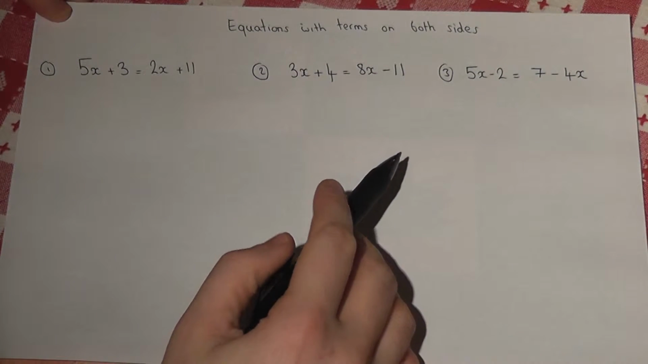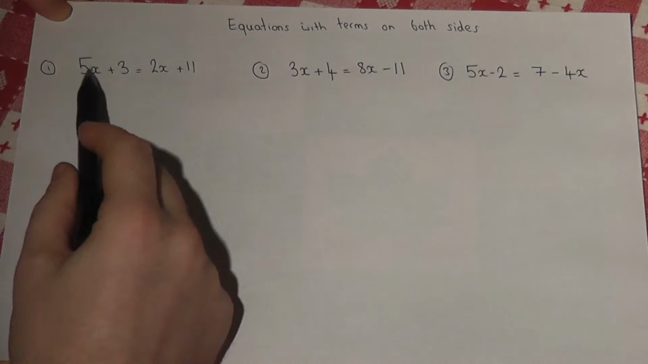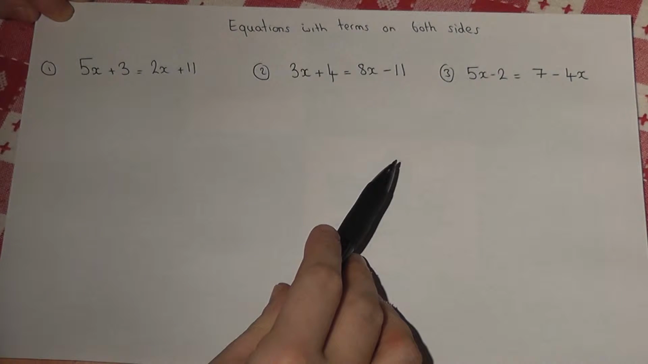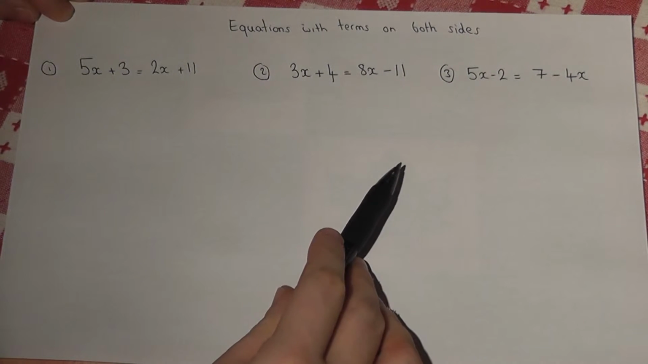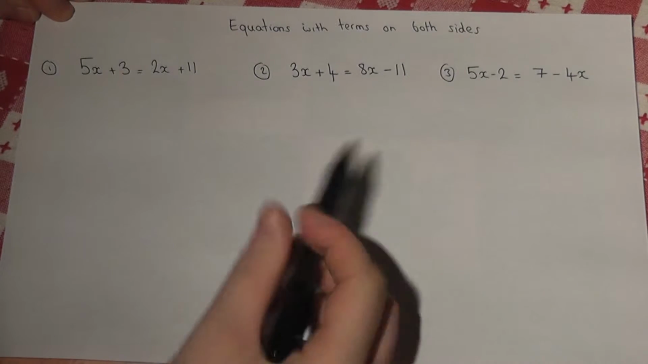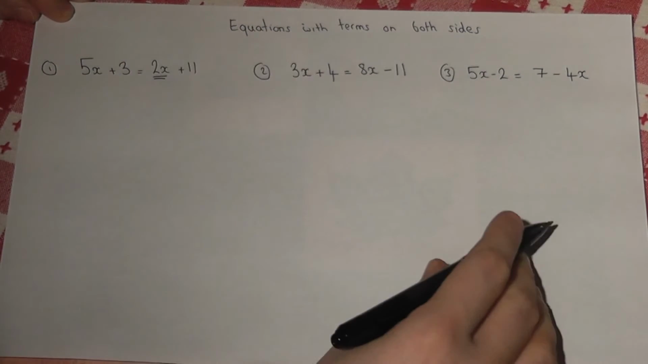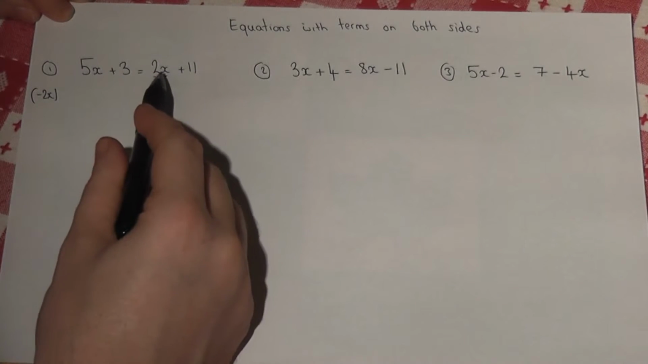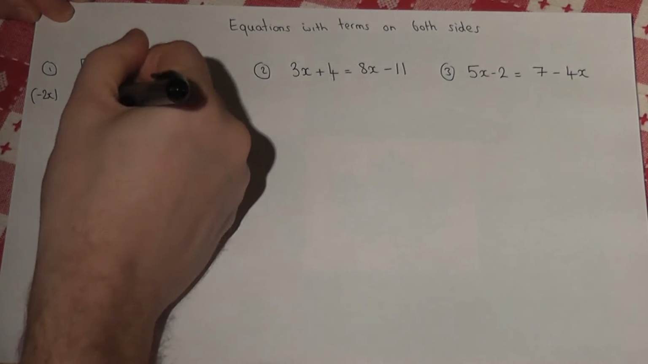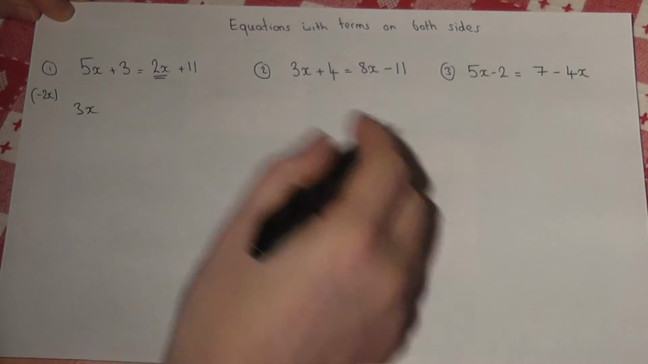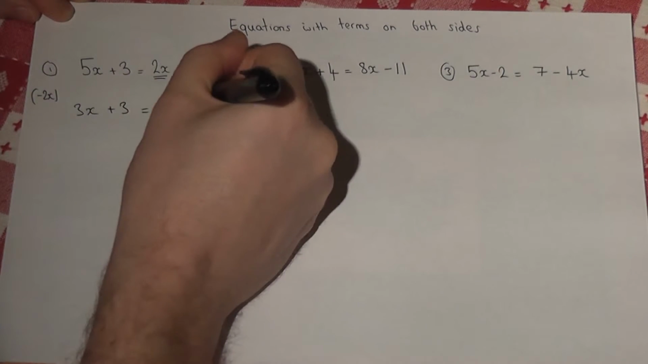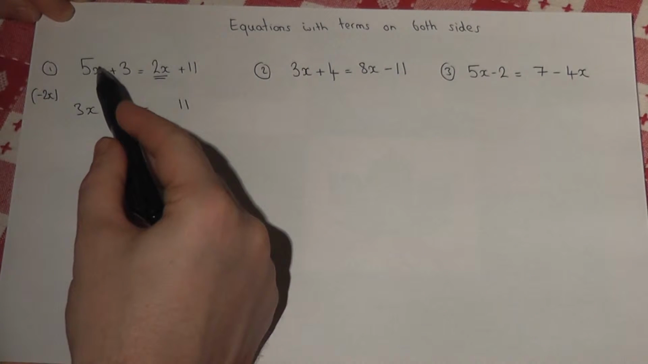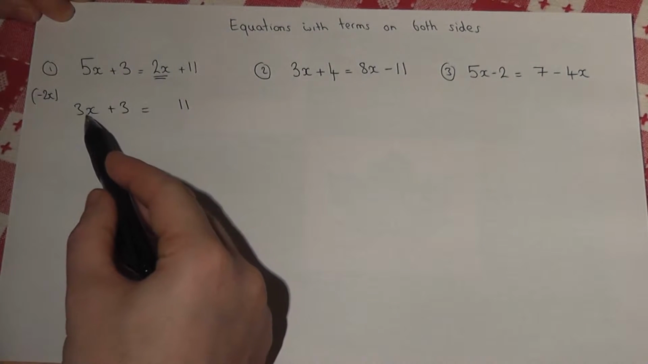This video talks through how to solve equations where there are x terms on both sides. Now the method here is to get all the x terms onto one side, normally the left. So there's a 2x on the right hand side here. So if I take away 2x from both sides, that there will cancel out. So I'm left with 3x plus 3 equals 11. So that 2x is cancelled out, and 5x take away 2x is 3x.